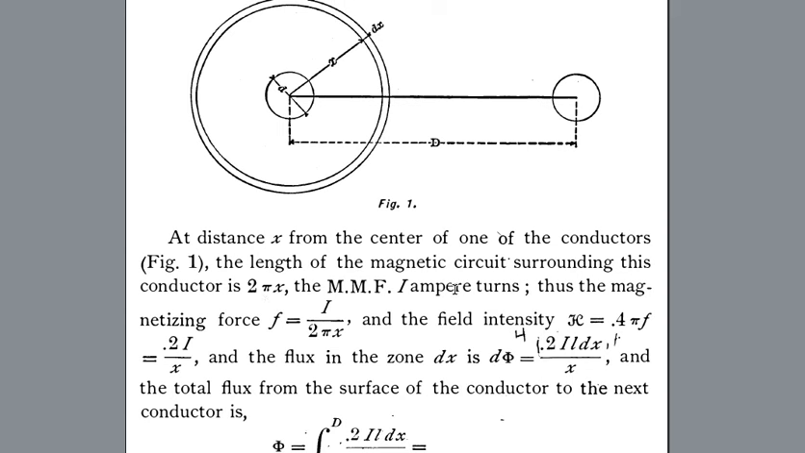The magnetomotive force in ampere turns is I, and the magnetizing force is F equals I divided by 2 times pi times x. The field intensity is H equals 0.4 times pi times F, which equals 0.2 times I divided by x. The flux in the zone between x and x plus dx is d phi equals 0.2 times I times L times dx divided by x.